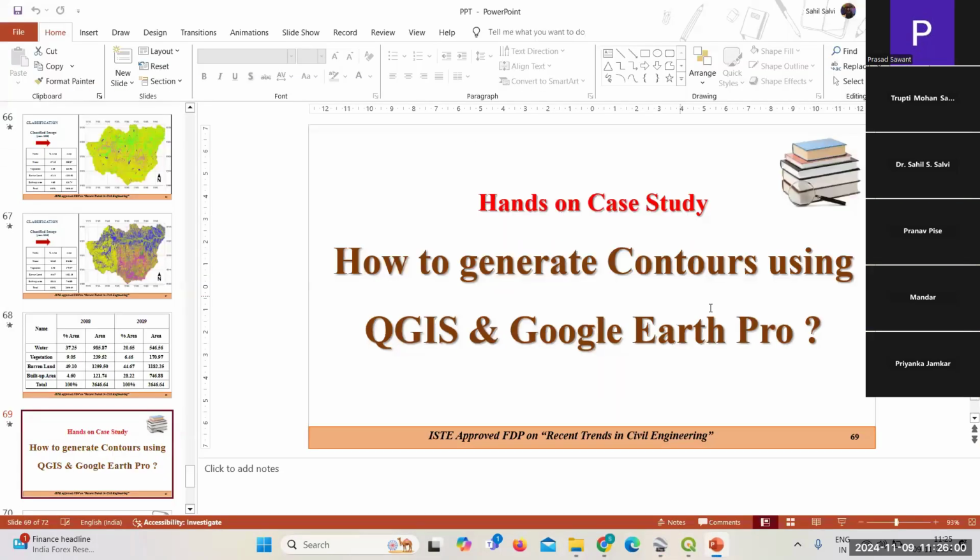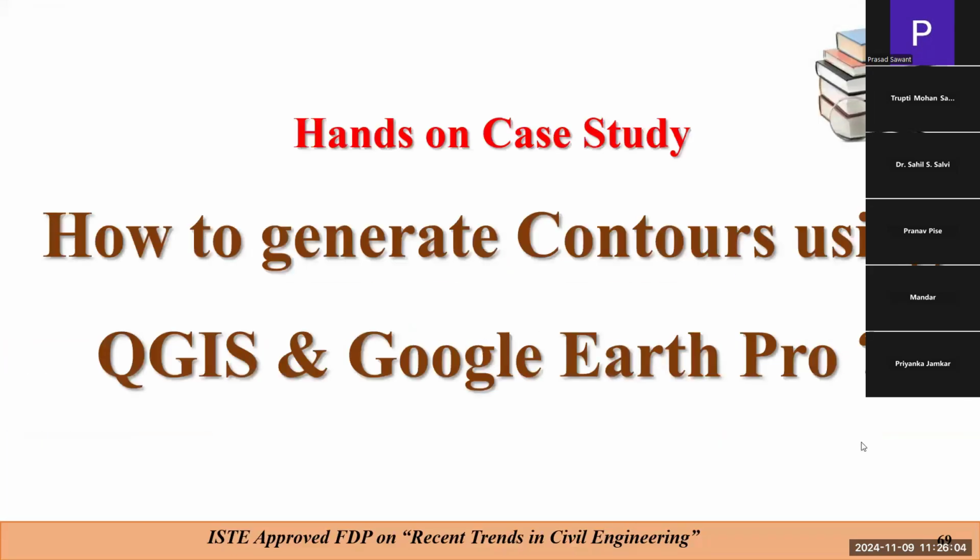So this is all about how to generate contours using QGIS and Google Earth Pro. This is one of the tasks, part and parcel of morphometric analysis, because we already observed the contour map. So this is one of the ways you can easily generate the maps. This is not a simple method, but if you do it one by one, you will get a watershed map.